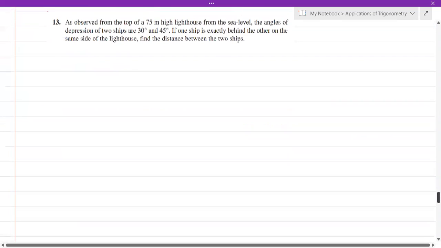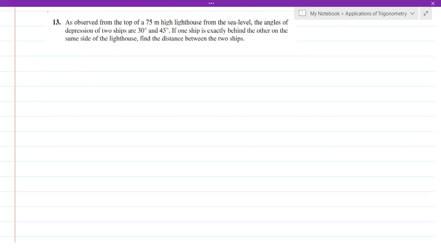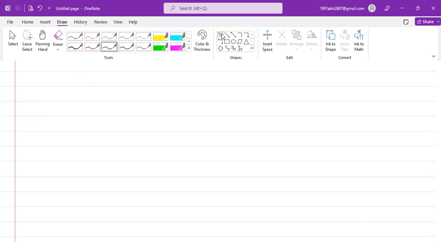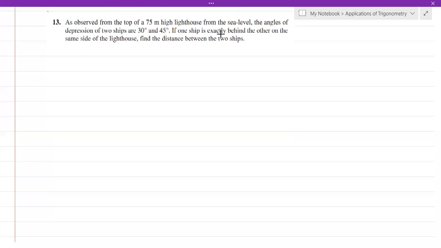Okay, let's get into the next question. As observed from the top of a 75-meter high lighthouse from sea level, the angle of depression of two ships are 30 degrees and 45 degrees. If one ship is exactly behind the other on the same side of the lighthouse, find the distance between the two ships.